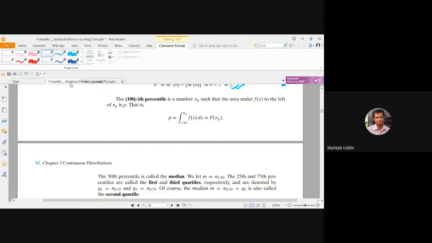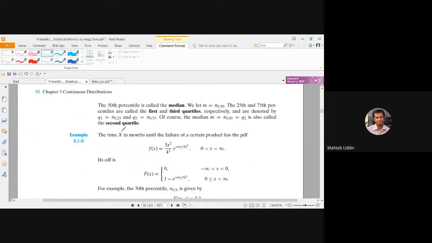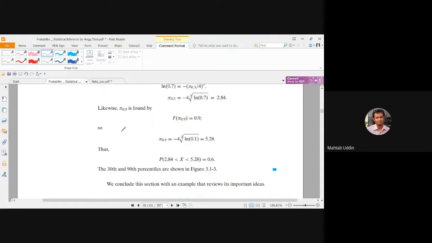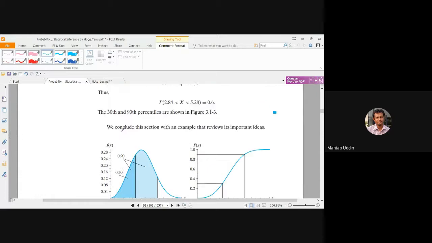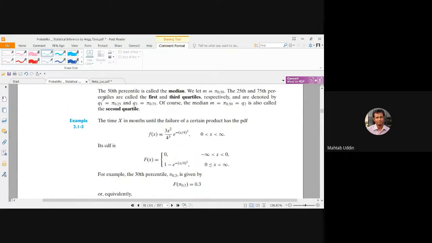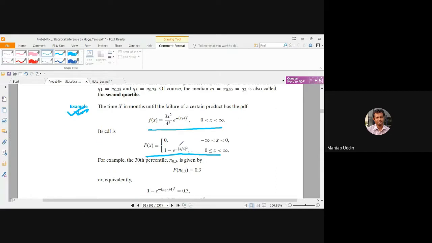There are 2 examples of this chapter remaining, but I'm afraid I cannot complete number 6. Number 6 is the stuff we have done in 4. So 5 may be the last math for today. The time X in months until the failure of a certain product has this PDF. They have given the CDF, but they didn't write how they got the CDF. So I have to verify how this is. So I am doing 5 by myself.